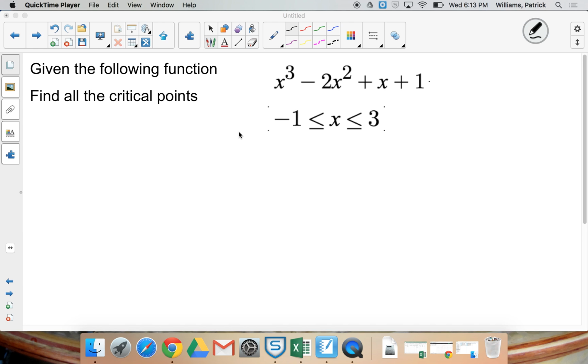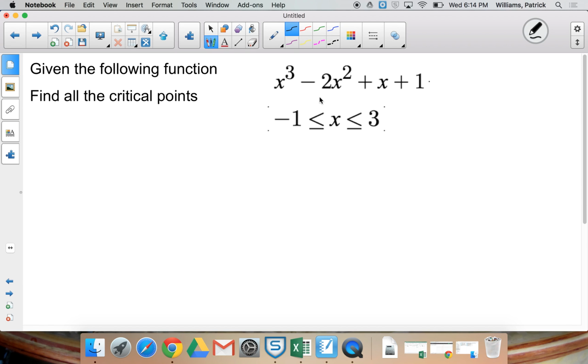Okay, so we got the following function, x cubed minus 2x squared plus x plus 1, and we have a definite bound for that function, so it has some endpoints. So what you guys should do right now is just find all the critical points. All right, pause the video and give it a shot.